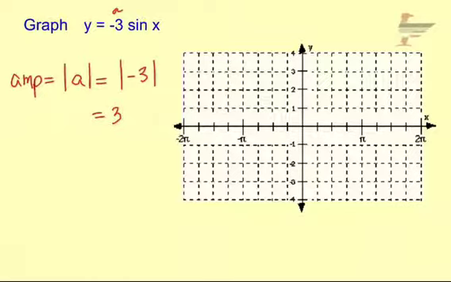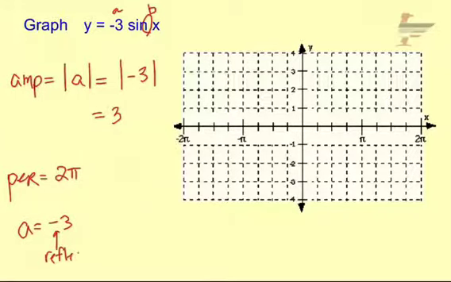Now the fact that our a value is negative, I'm going to talk about that in a second, but the other thing we want to have for our graph is the period, 2 pi over b, and our b value is right in front of the x, which is just a 1, so 2 pi over 1, or just 2 pi. Now if your a value is negative, because a is -3, that actually means that we will have a reflection in our graph.